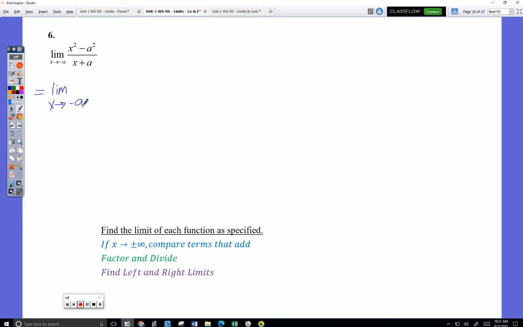I'll be straight up honest. It is. When there's more letters, it's harder. But they love to do it. It's really common. So I'm going to try and get you used to it. Okay. It does not change how you think. You still have to factor and divide.